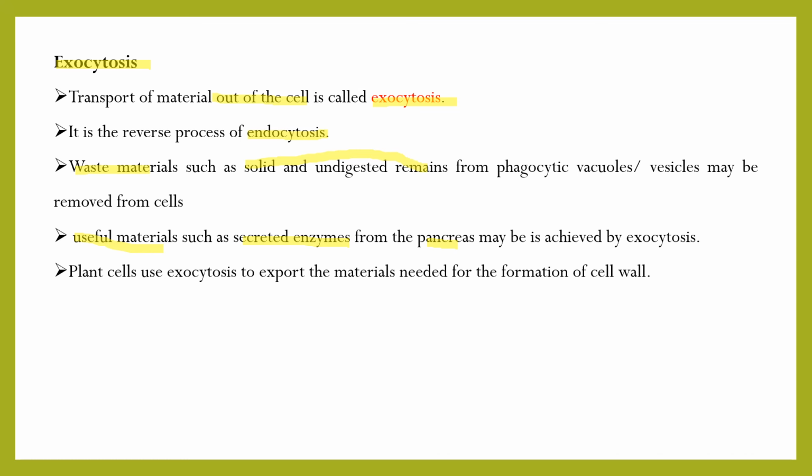Even plant cells use exocytosis to transport materials which are needed for the formation of the cell wall. This cell wall is formed from cellulose. Therefore, cellulose which is produced in the cell must be transported to where the new cell wall is formed. Therefore, exocytosis is a very important process to transport materials, either waste or useful materials, out of the cell to remove them or to transport them to their target or functioning areas.